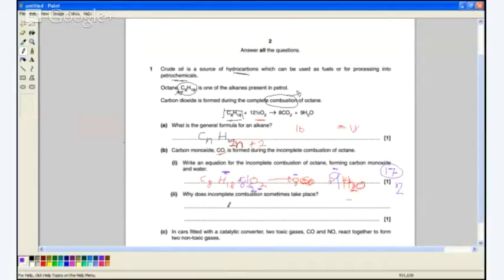Why does incomplete combustion sometimes take place? Well, there's lots of reasons for that. Let's pick a nice one. I will simply for this one just put down either there's not enough oxygen. That's the simplest, and we could add on to that, but the simplest answer is not enough O2. Oxygen, we'll write O2.